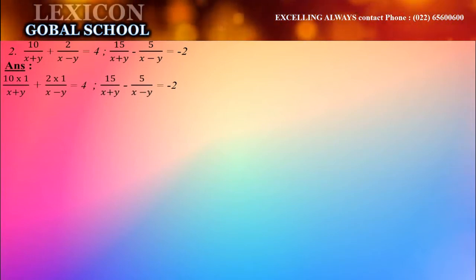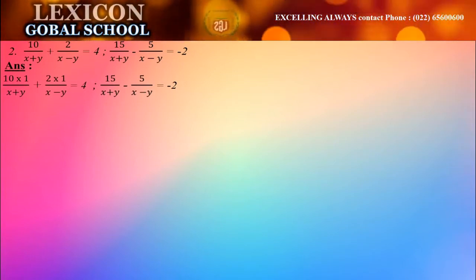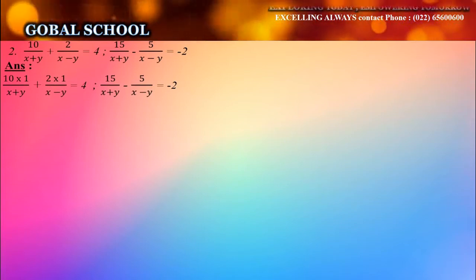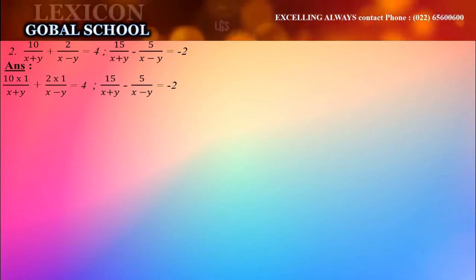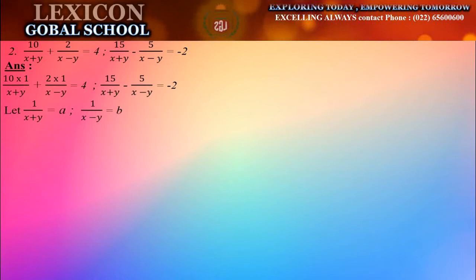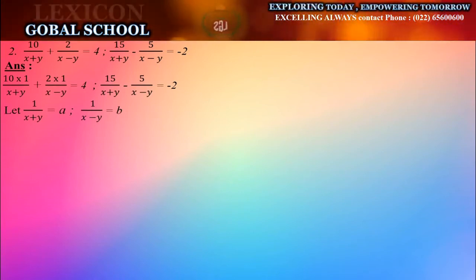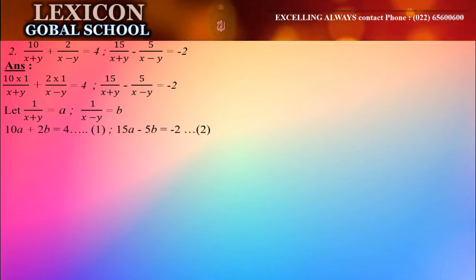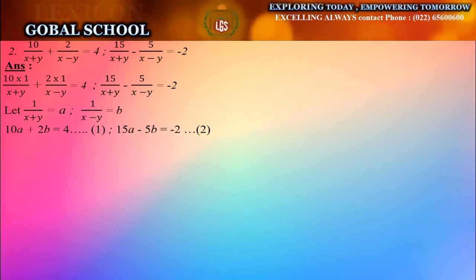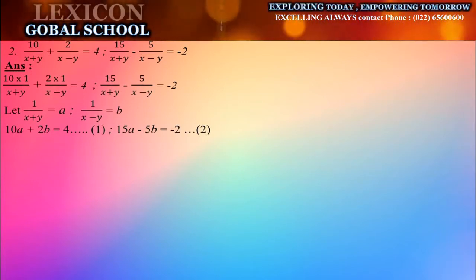How? 10 into 1 upon x plus y plus 2 into 1 upon x minus y. Similarly, for your second equation also, 10 into 1 is 10, 2 into 1 is 2. Similarly, in the second equation, 15 into 1 would be 15 and 5 into 1 will also be 5. So, what are we substituting? We are substituting 1 upon x plus y as a and 1 upon x minus y as b. So, your first equation goes like this: 10a plus 2b is equal to 4, 15a minus 5b is equal to minus 2.